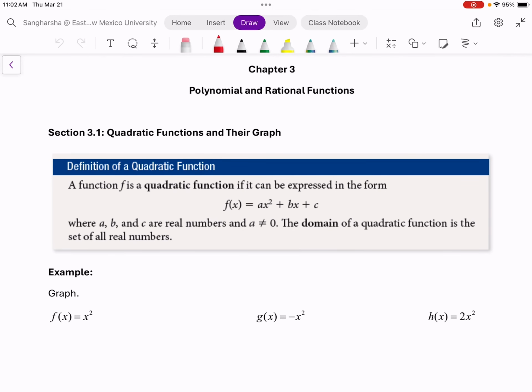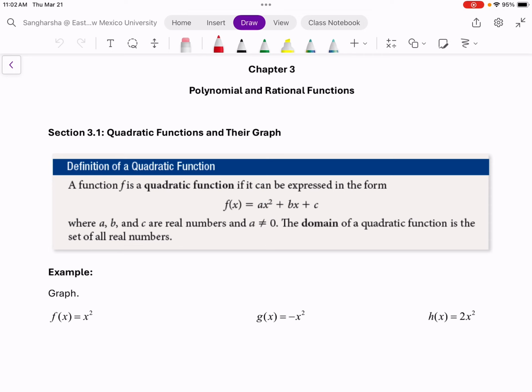So here in chapter 3, we'll be talking about polynomial and rational functions. The very first section is quadratic functions and their graphs. Okay. In chapter 1, we talked about the linear function.